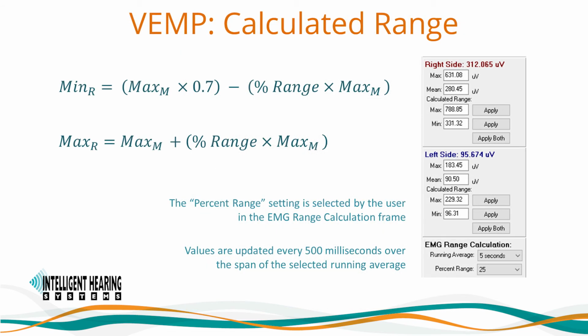To aid the user in selecting the min and max values based on the ongoing EMG activity, the SmartEP software allows the user to set parameters to calculate and display min and max values on a running basis. The calculated range values displayed for the right and left sides are calculated using the following equations. The recommended min equals the measured max times 0.7 minus the percent range times the measured max.